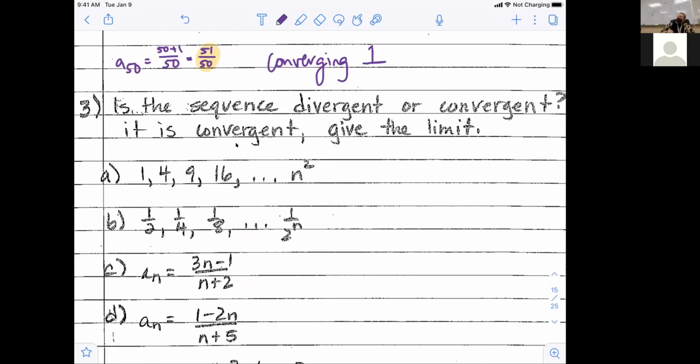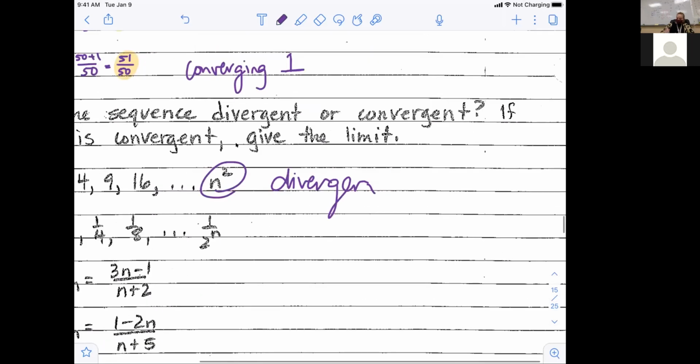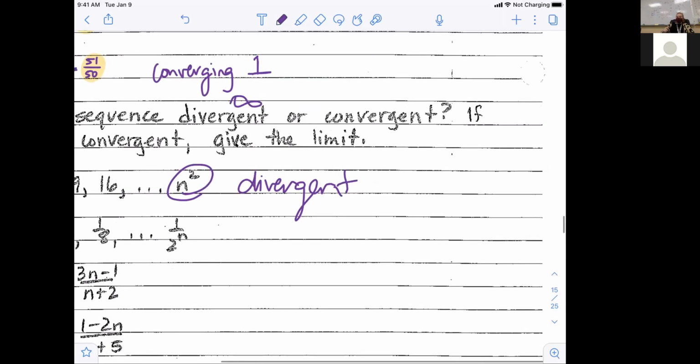My first sequence goes 1, 4, 9, 16. I'm basically doing all my perfect squares. Is that getting bigger and bigger, or is it converging to one number? It's getting bigger. We're going to call this divergent. It's diverging to infinity. It's going to go on and on and on forever towards infinity. Divergent.